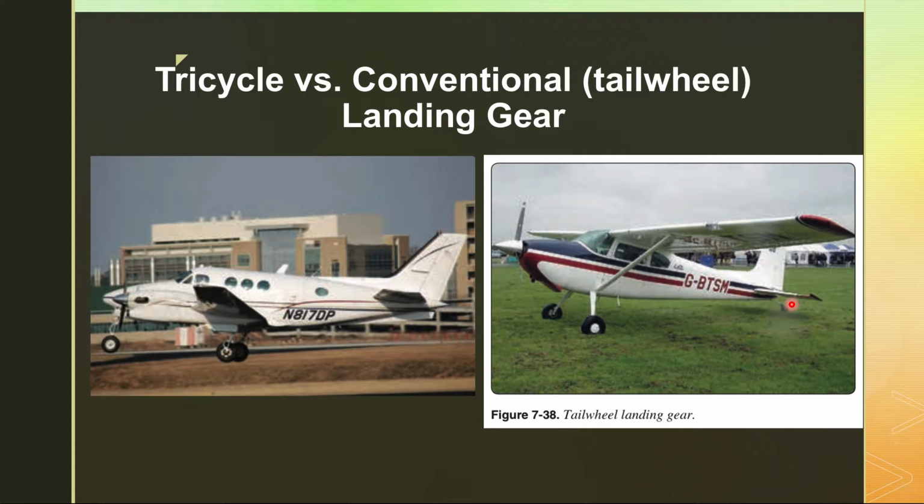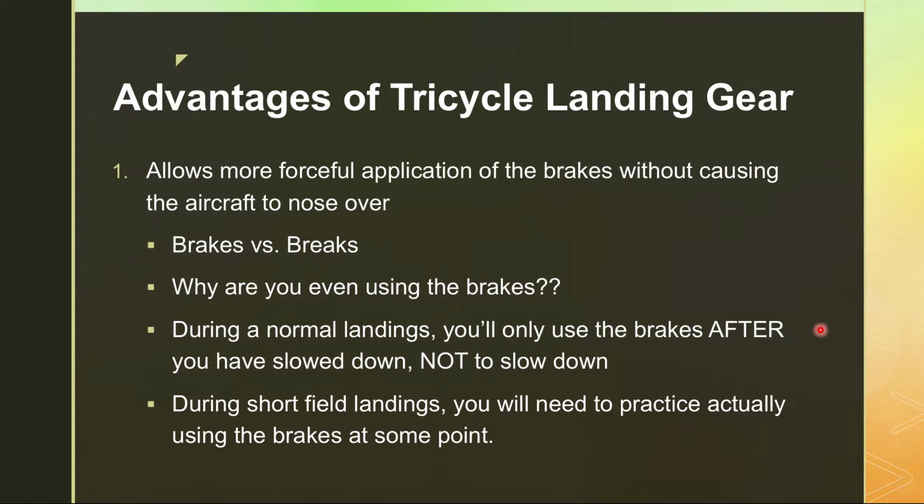A lot of newer pilots or the children of the Magenta line think this is conventional because this maybe is probably all you've ever flown, but tail wheel is conventional because it came first. So why should we have tricycle gear? Why should we have tail wheel or conventional gear? Let's talk about the pluses and minuses of both first.